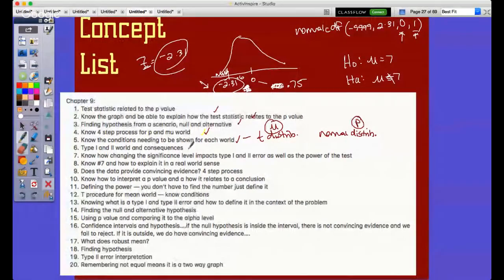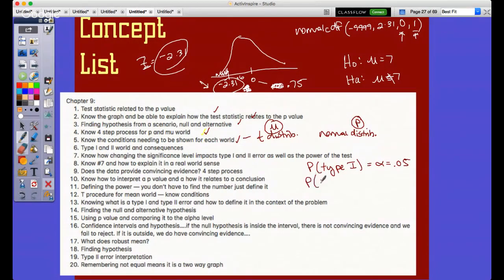Also look at your last test on 6 as well. How does the significance level impact type 1 and type 2 error? Something that you need to know is that the probability of type 1 error is my alpha level, right? So let's say it's 0.05.